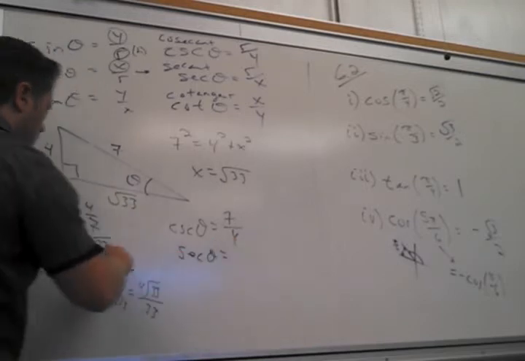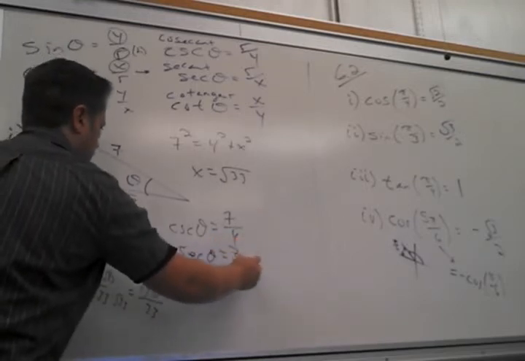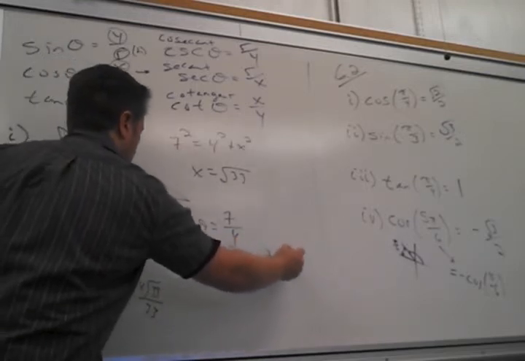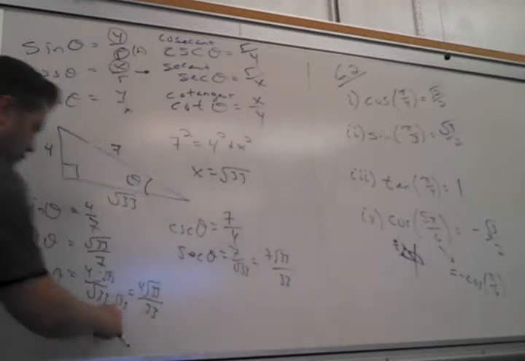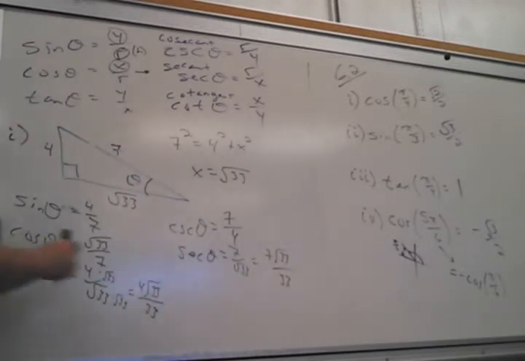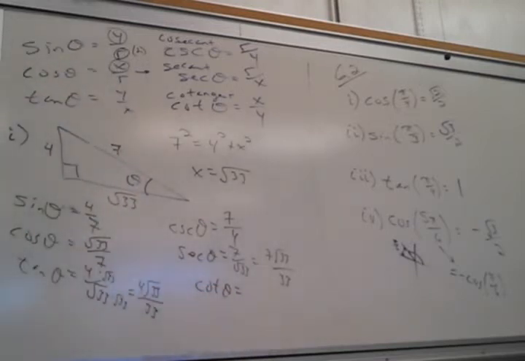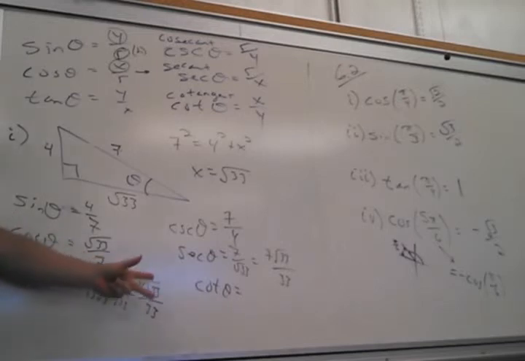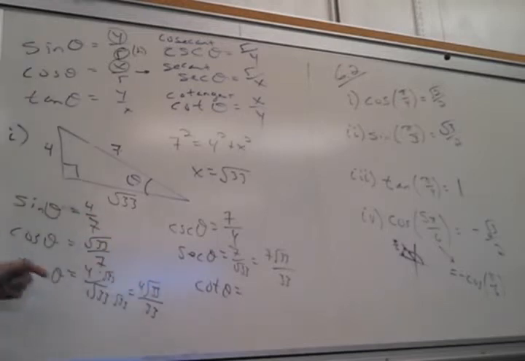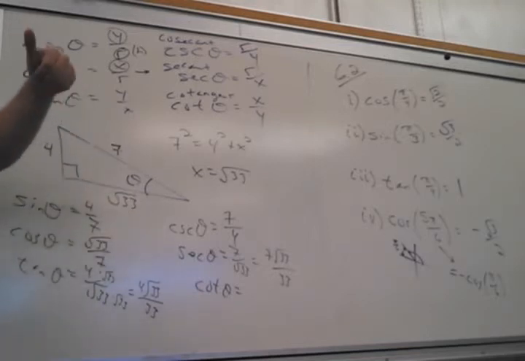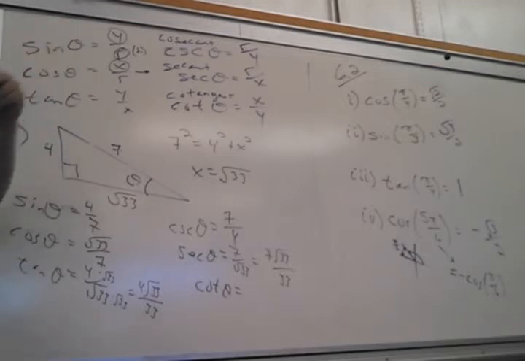Secant is 1 over cosine, so that'll be 7 over rad 33, which is 7 rad 33 over 33, just the same way we did this one. Now when you go to do cotangent, what are you going to be smart about? Use the original exactly, because when you flip that around, he's cool. Don't flip this around, then you're double rationalizing. So this was 4 over rad 33, so the cotangent would be rad 33 over 4. I love it.